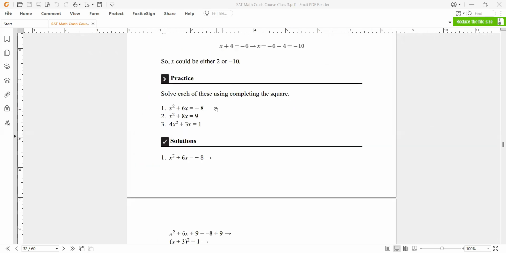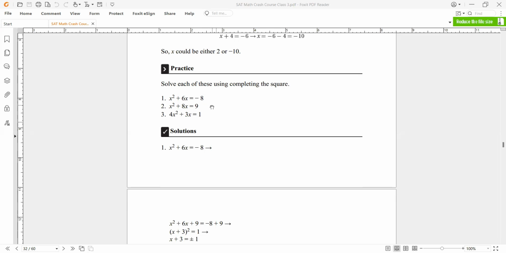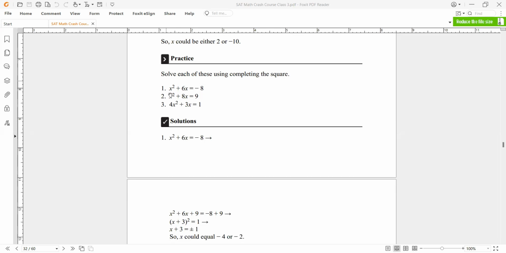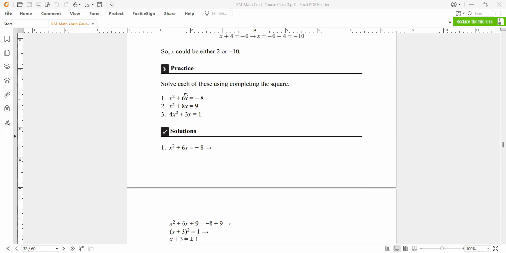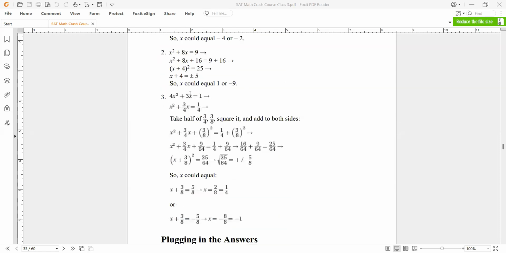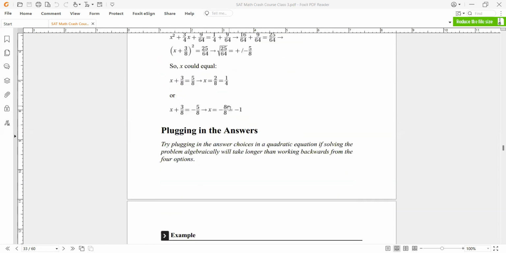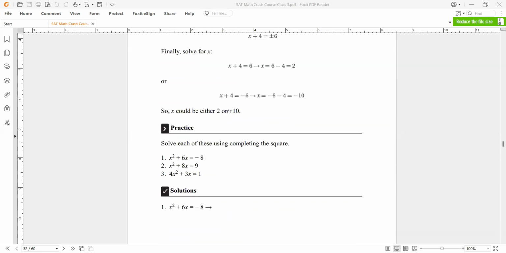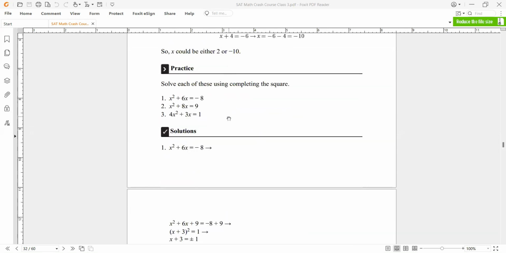Solve each of these using completing the square. Whenever you are facing any kind of problem in any kind of mathematics, please send it to me, I will solve it. But you just need to go through these problems, because if you do not practice, the SAT textbook won't really teach you the rigorous mathematics, the fundamentals of mathematics.